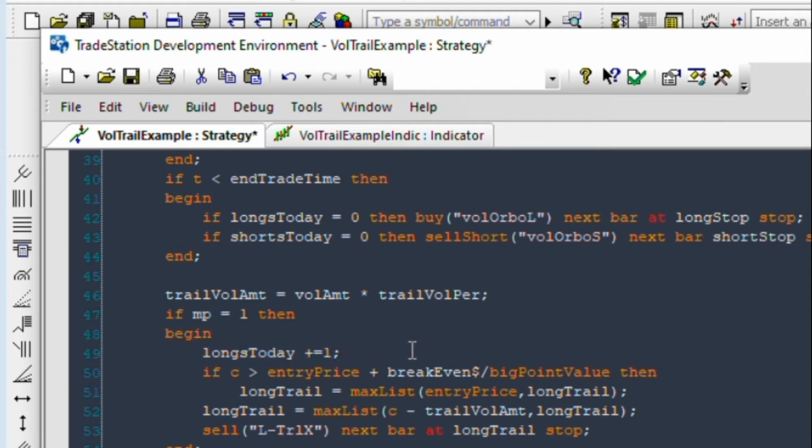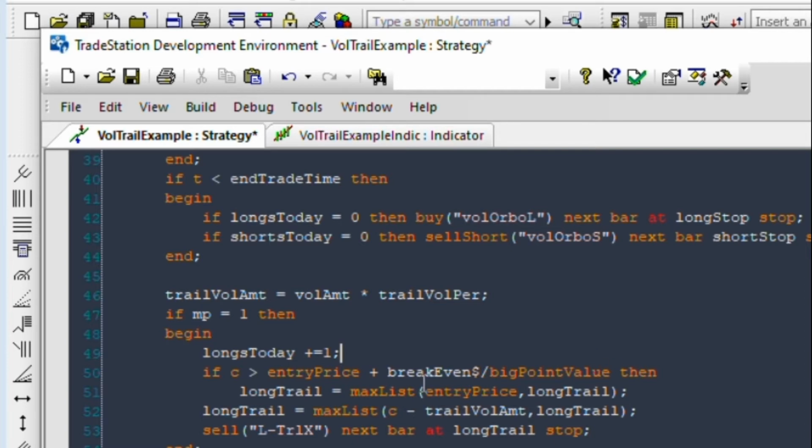Okay, so if the current close is greater than entry price plus my break-even dollars divided by the big point value, I need to do that to get it into a price value. You don't want to compare a price to a dollar value. You need to compare a price to a price value, and by dividing by big point value, I convert dollars into an underlying price value or offset or whatever. But it's comparing apples to apples.